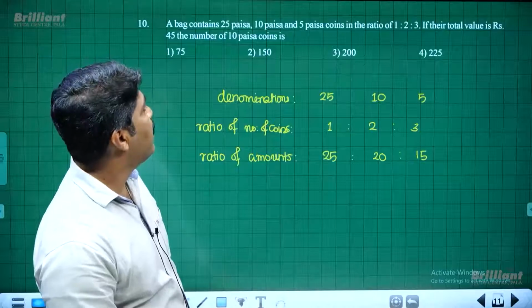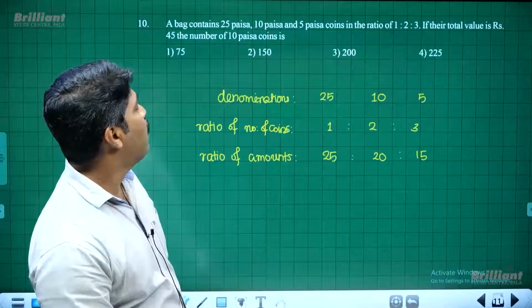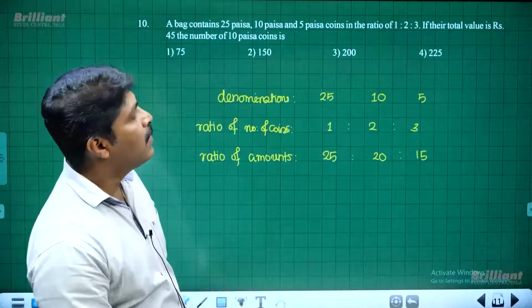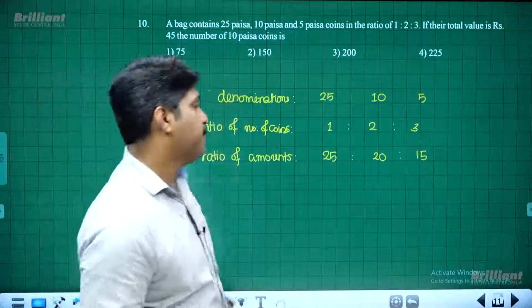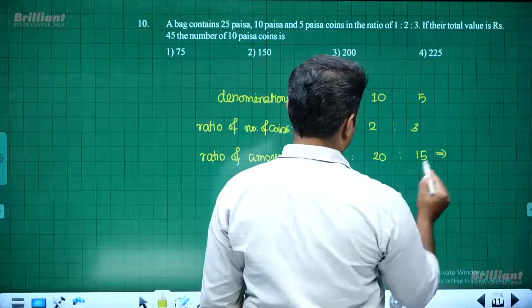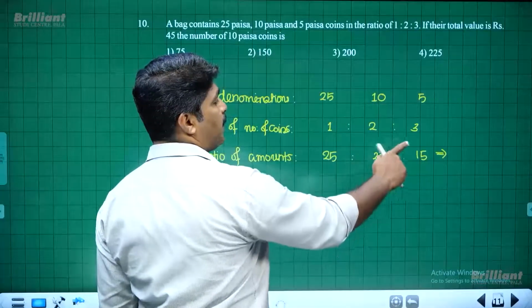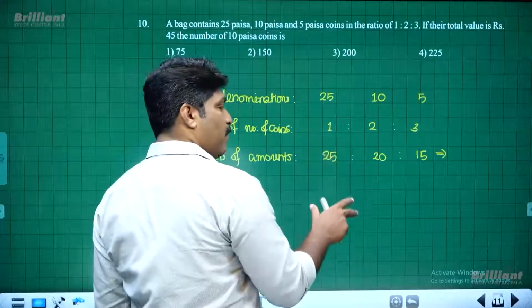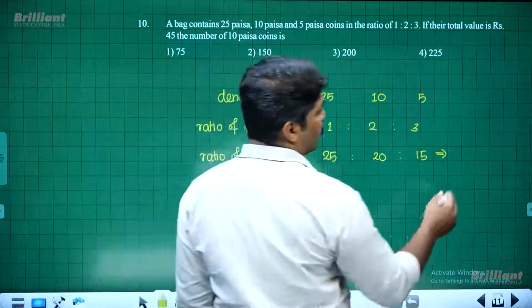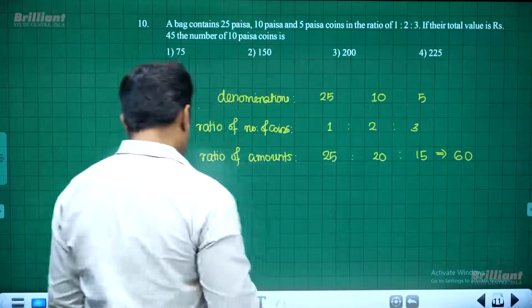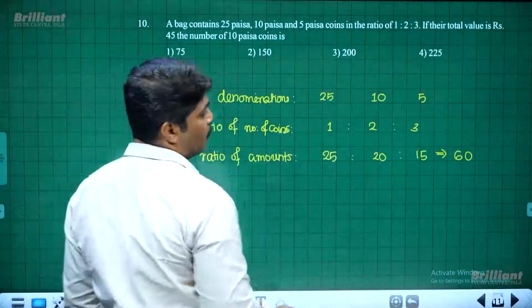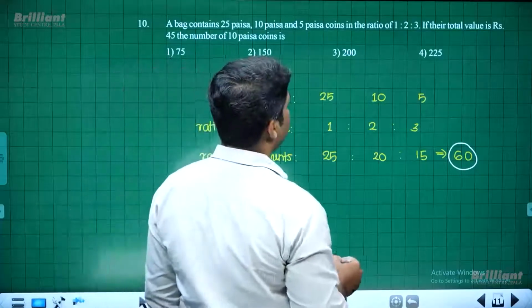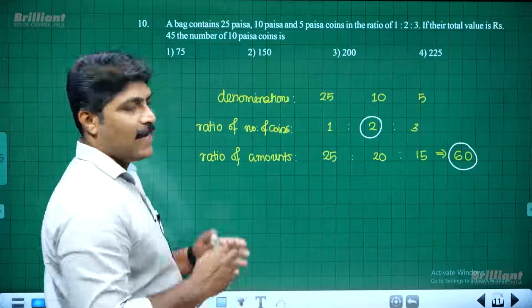Here we have to find out, if the total amount is 45, what will be the number of 10 paise coins. Don't forget this is rupees 45. If you add all these values together, 25, 20 and 15, what is the value? 25 plus 20 is 45, plus 15, that's equal to 60. Which are the required expressions here? The total amount is this one, and we need to find the number of 10 paise coins, which is this one.